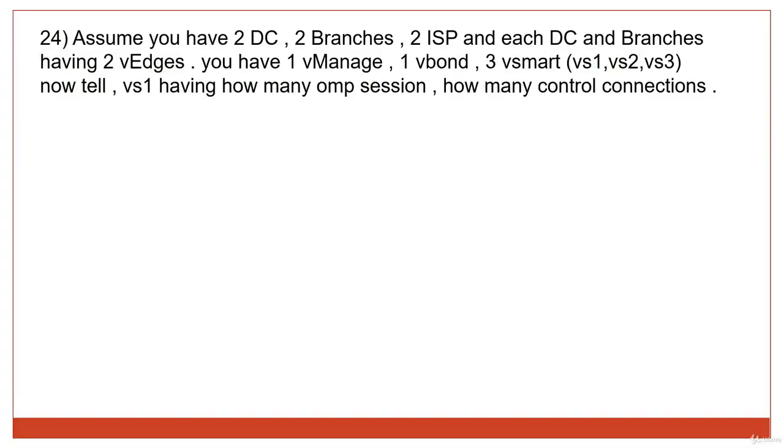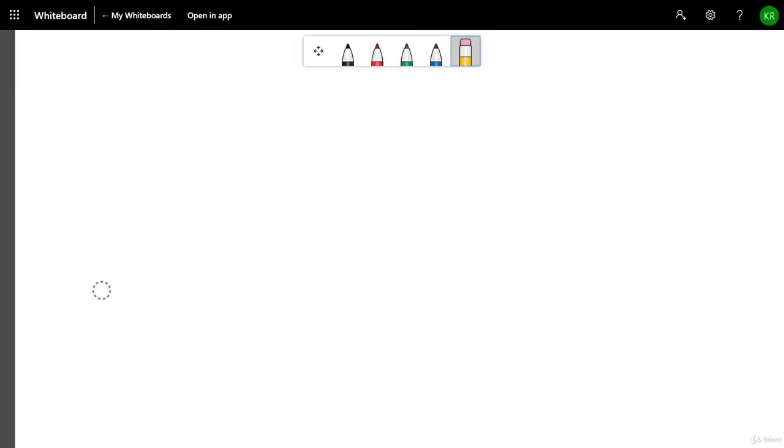Now we move to question number 24, a scenario-based question, which asks how many OMP sessions and control connections there are with respect to vSmart1, given two data centers, two branches, and two ISPs, with each data center and branch having two edge devices. We have one vManage, one vBond, and three vSmart: vSmart1, vSmart2, vSmart3. Let me open the whiteboard and draw the diagram.